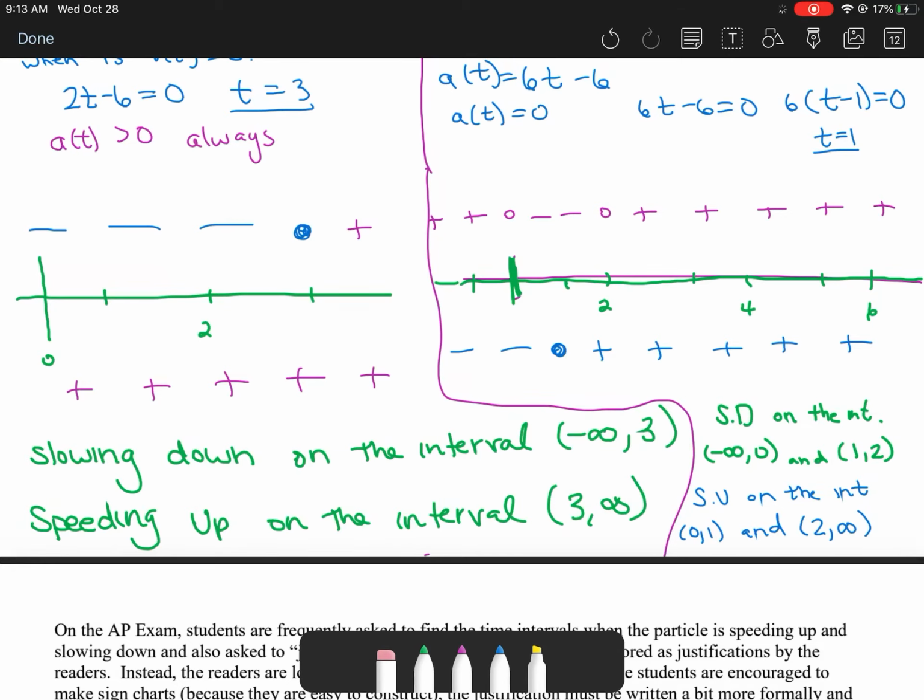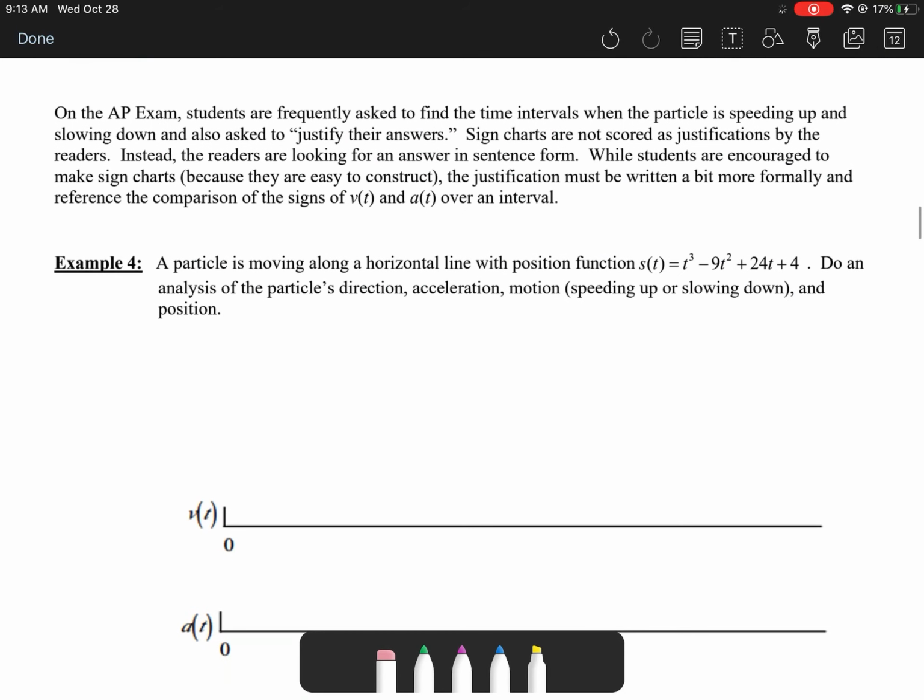So one more example, kind of the same thing we'll do again. On the AP exam, students are frequently asked to find the time intervals when the particle is speeding up and slowing down and justify your answers. Kind of like what we just did. The only thing we didn't do was justify it, and that would be saying it is speeding up because the acceleration is greater than 0 and the velocity is greater than 0. So we just have to notate that.